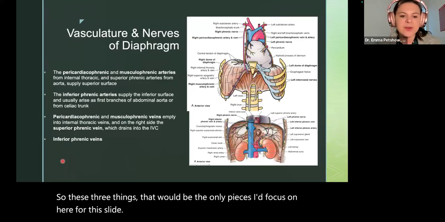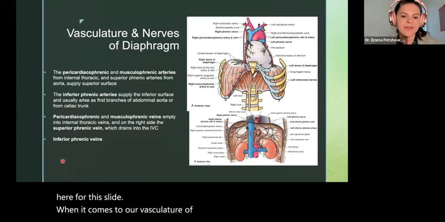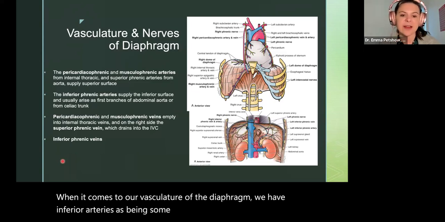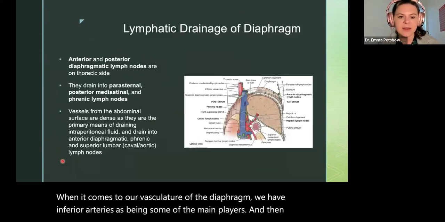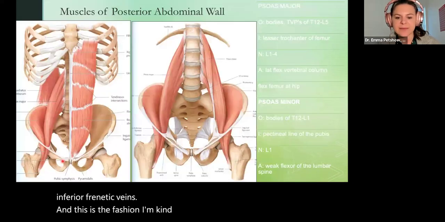When it comes to the vasculature of the diaphragm, we have inferior phrenic arteries as some of the main players, and then inferior phrenic veins. And this is the fascia. I'm kind of moving through these pieces. Okay.